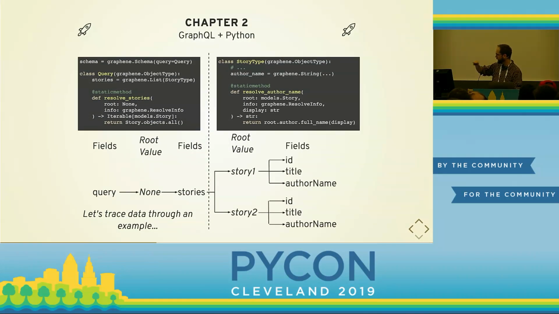More diagrammatically, let's follow the flow of that data through. We start from the root query. Initially, our root is none. Then we resolve that stories field. Then our root value is all those stories, which is then passed into each of the resolvers for the story type. So we'll resolve the author name, the title, and the ID for the first story, and the same thing for the second story: the author name, title, and ID.